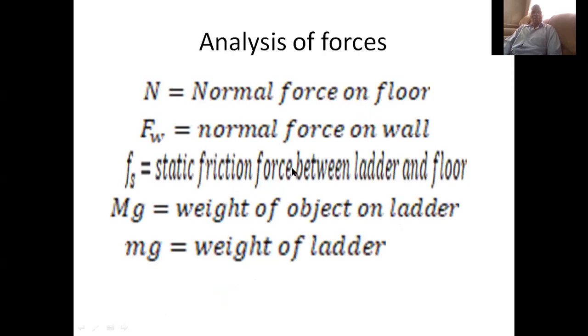Okay. I've already explained that the normal force, N, is the normal force on the floor. FW is the normal force on the wall. Fs is the static friction force between the ladder and the floor. Mg is the weight of the object on the ladder, and another mg with a small m is the weight of the ladder.